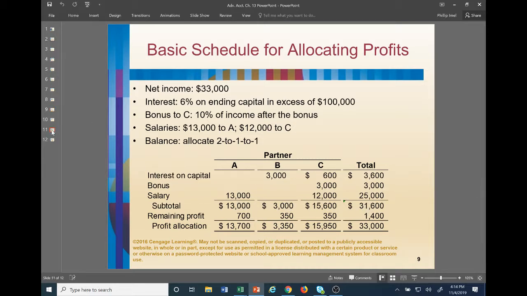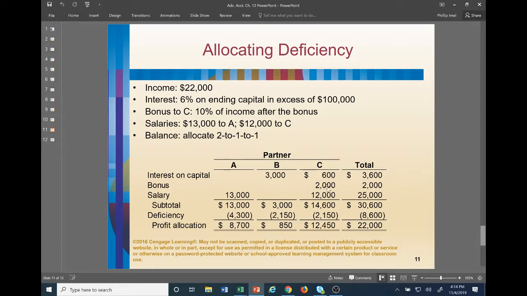Obviously, the bonus differed because it was based upon $22,000 and not $33,000. So this differs. These are the same. So we went about it that way, allocating as it should be. And obviously, there's a deficiency because we've allocated $8,600 too much.